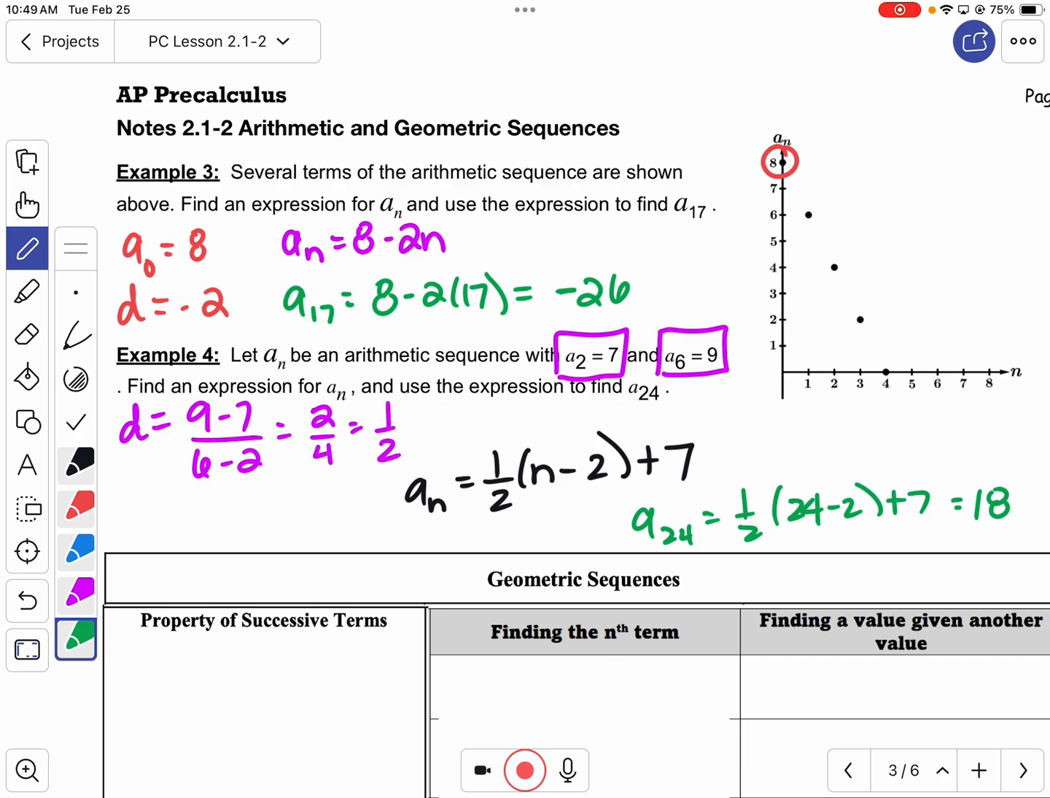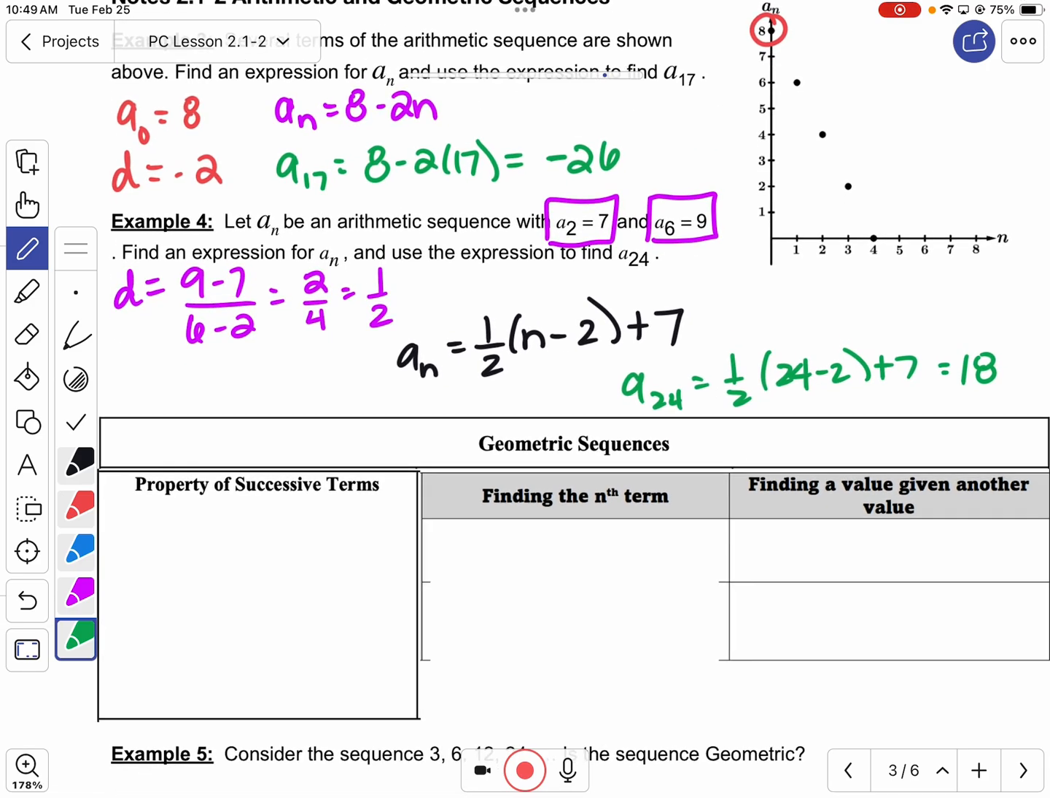Obviously, geometric sequences can't be the same. How does a geometric sequence change? Do you remember? It's multiplying or dividing. So we're going to multiply or divide to get to the next term. And we refer to that as a common ratio.